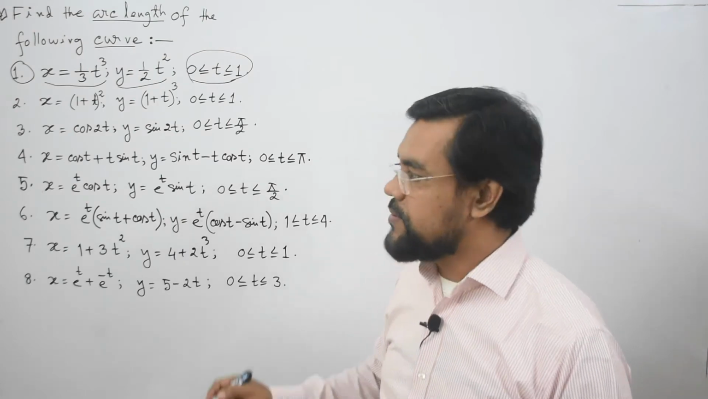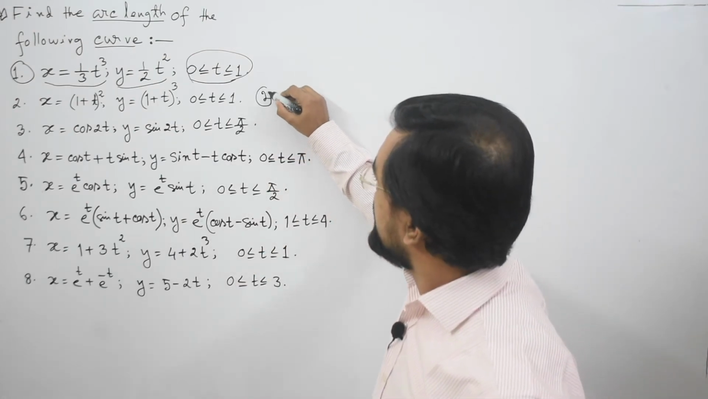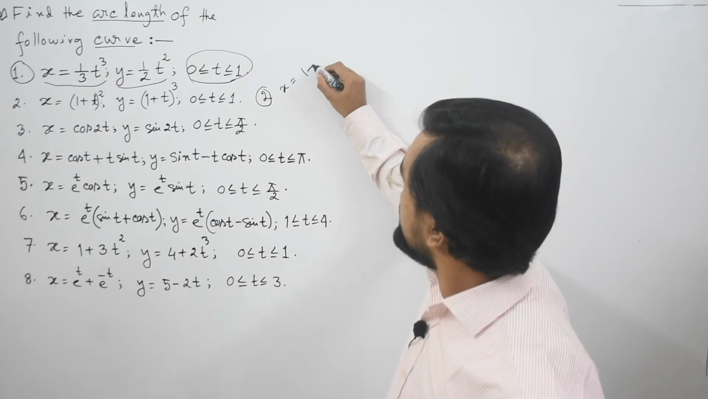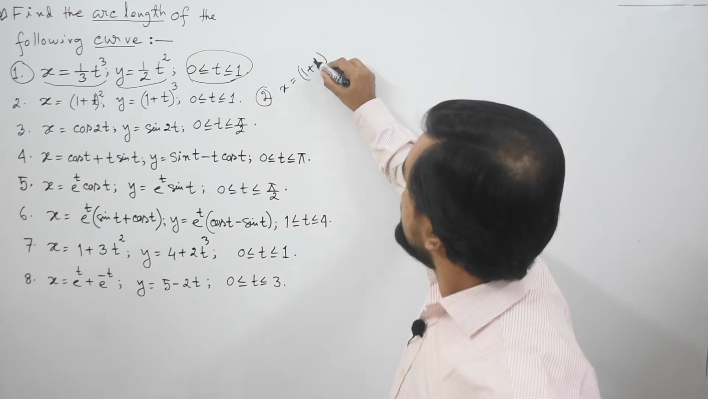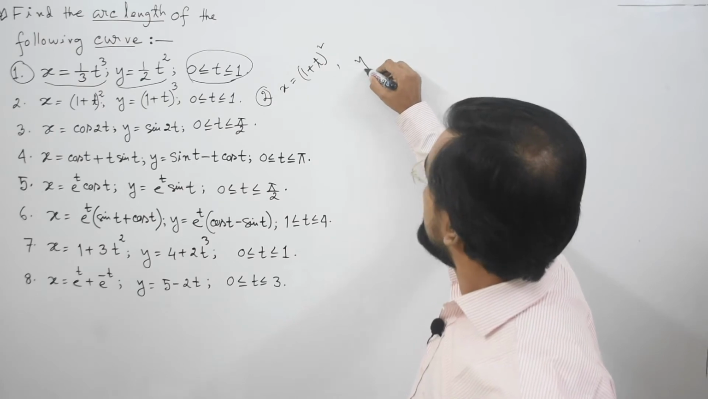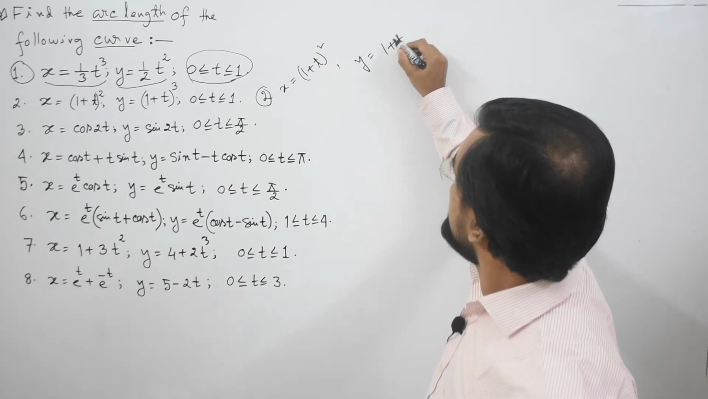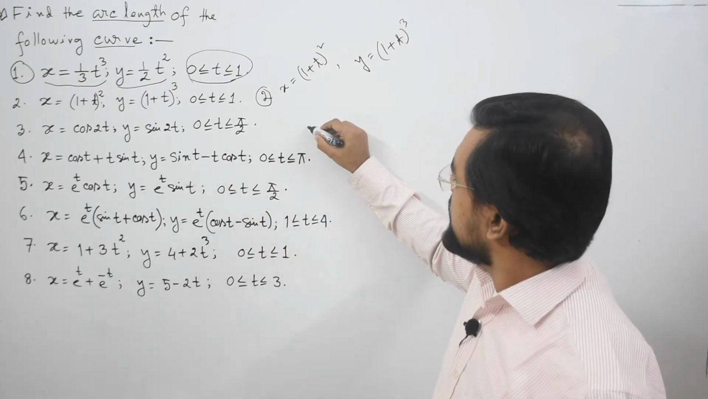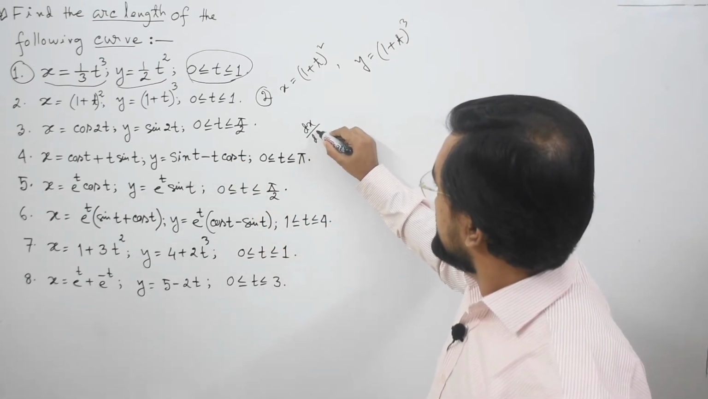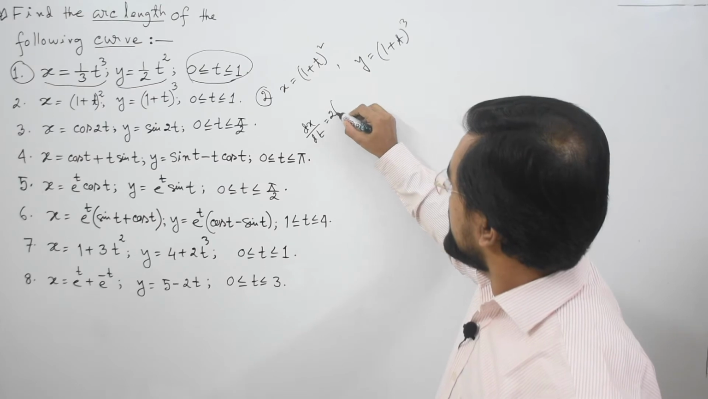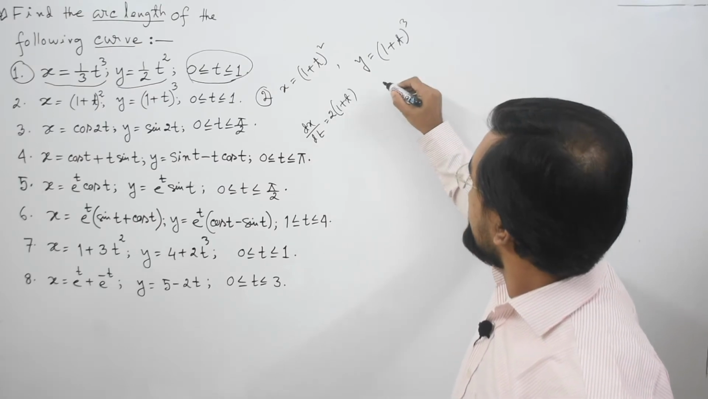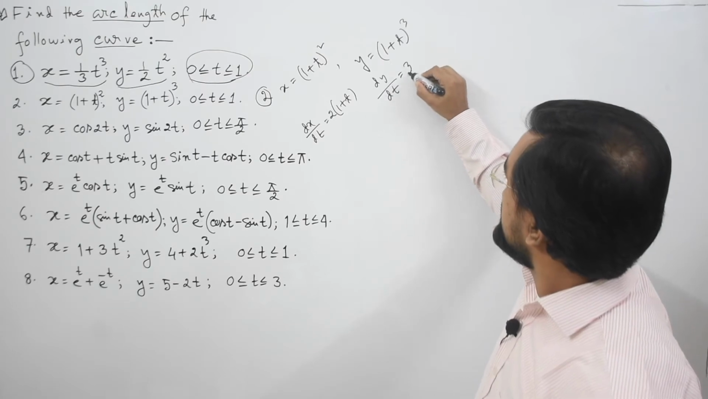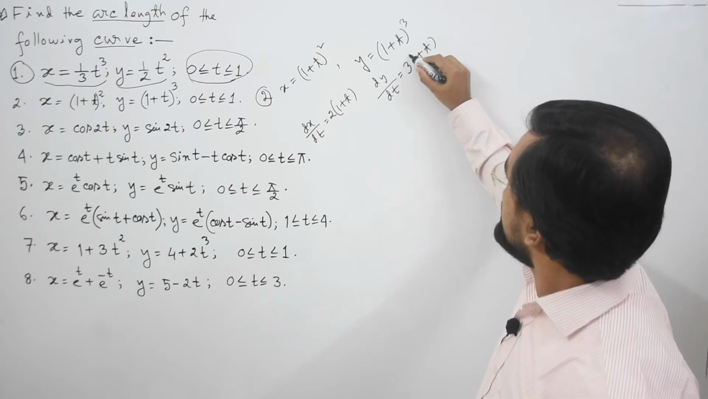So now let us try to solve problem 2, and here x equal 1 plus t squared and y equal 1 plus t whole cubed. So let me first calculate dx/dt. dx/dt will be 2 times 1 plus t, and dy/dt will be 1 plus t whole squared.